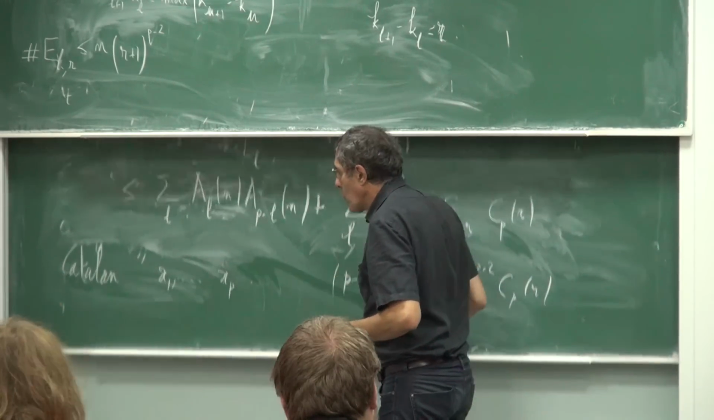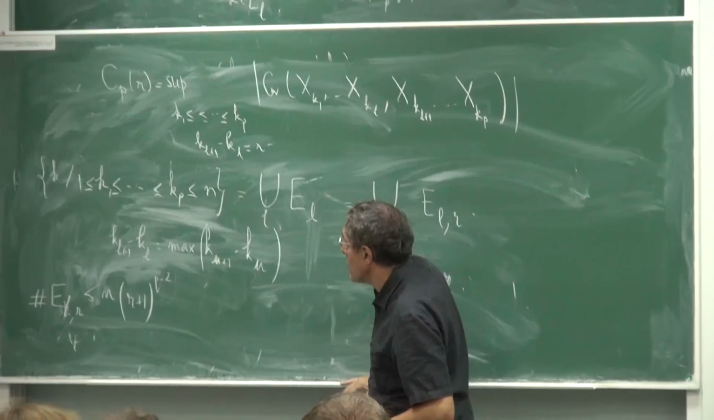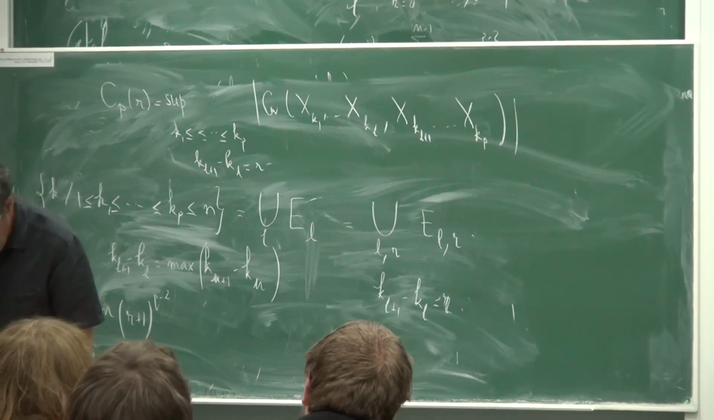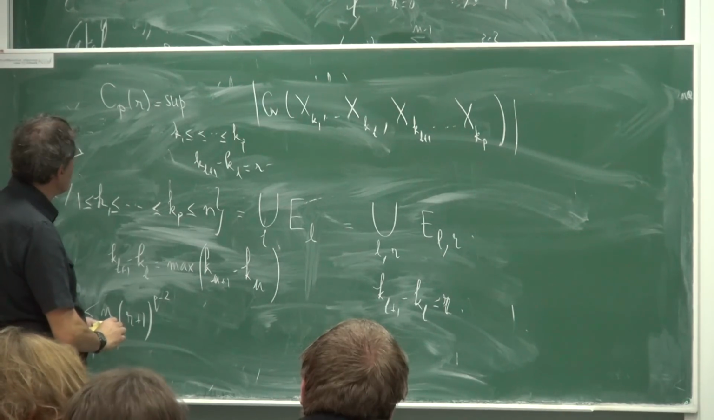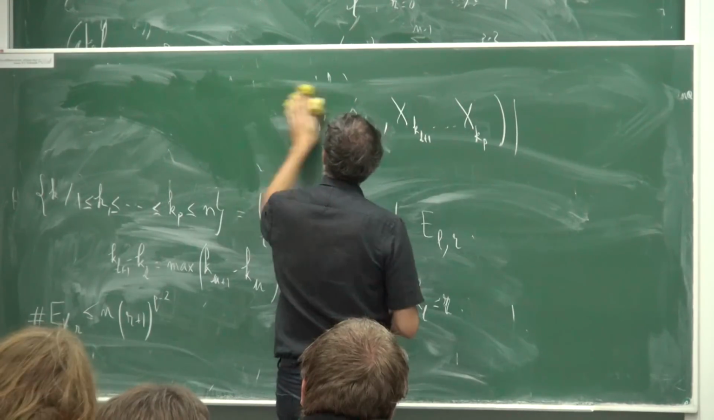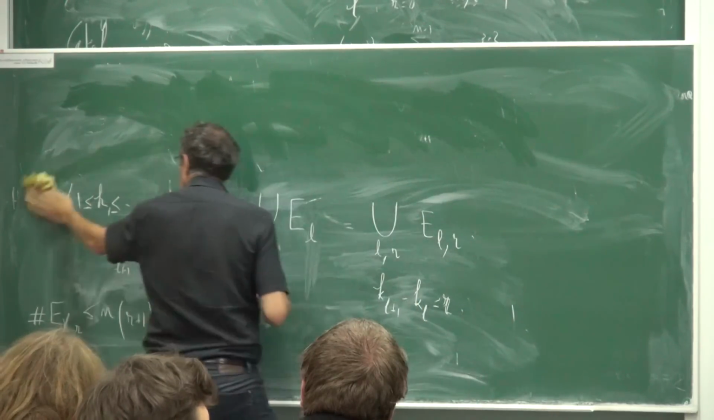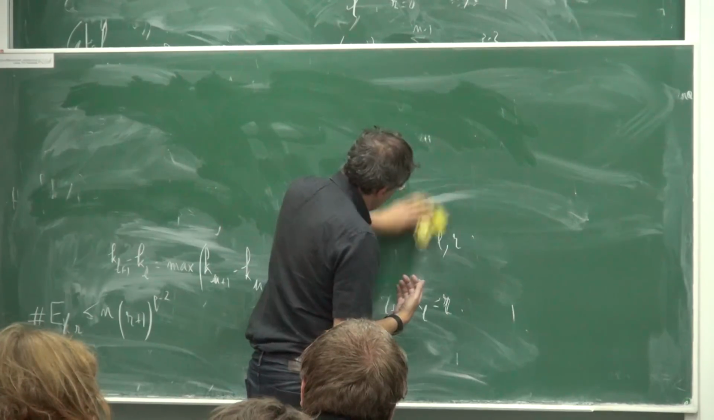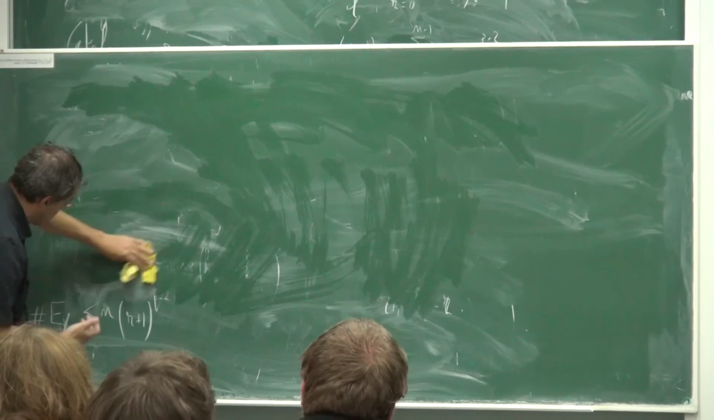So what I will just say is how to get some inequalities. What kind of inequalities can we get this way? There are two kinds of inequalities. The first, the simplest form, is the inequalities of the type Marcinkiewicz-Zygmund.